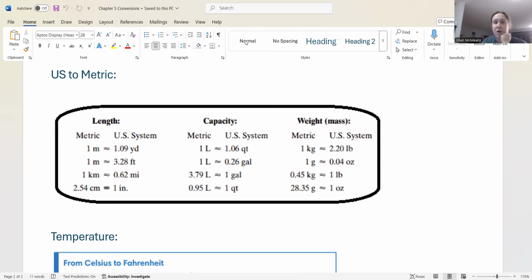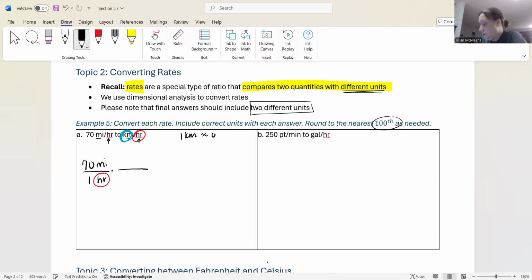Okay, so we need that. 1 kilometer is approximately 0.62 miles. And so I'm going to build a unit fraction based on that information. I need miles to cancel, and I need kilometers to end up in my numerator. So I'm going to go 1 kilometer over 0.62 miles. And then what happens is the miles cancel, and I'm left with kilometers in my numerator, which is exactly what we want. So we've got the first unit in the numerator and the second unit in the denominator.